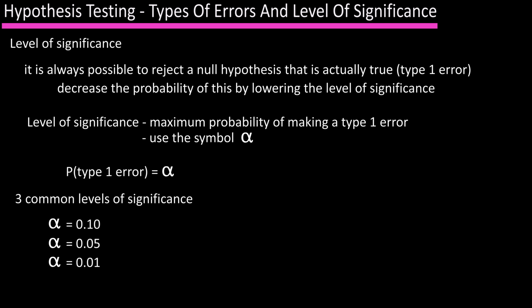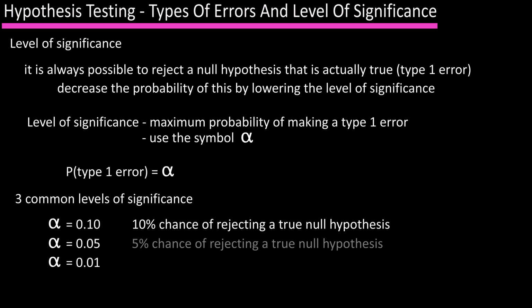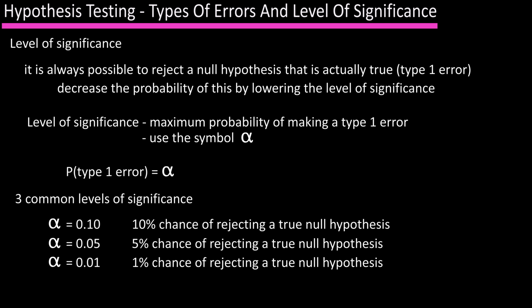And what these figures are saying is when alpha equals 0.10, there's a 10% chance of rejecting a true null hypothesis. When alpha equals 0.05, there's a 5% chance of rejecting a true null hypothesis. And when alpha equals 0.01, there's a 1% chance of rejecting a true null hypothesis.